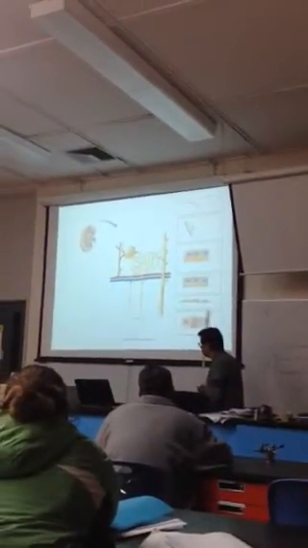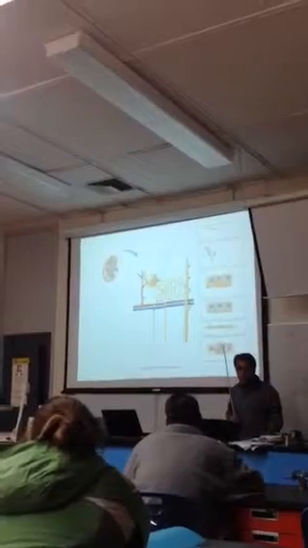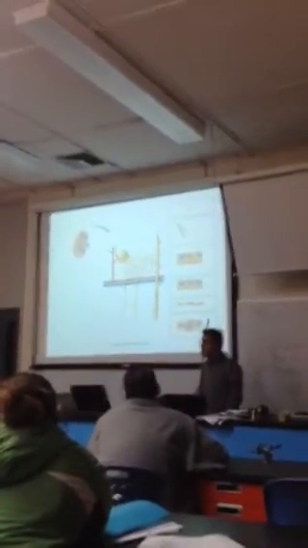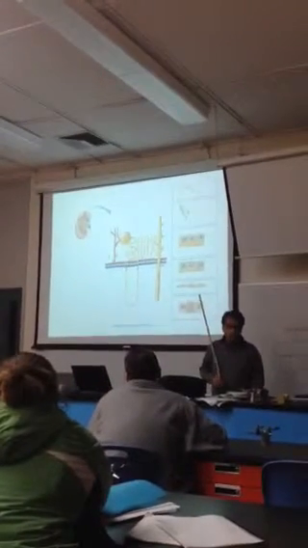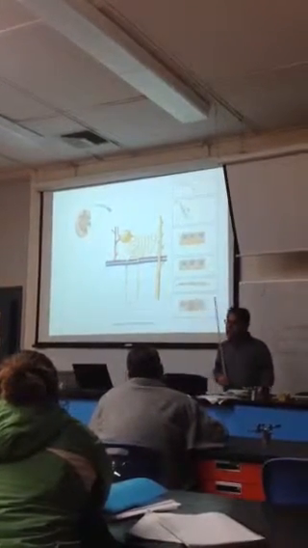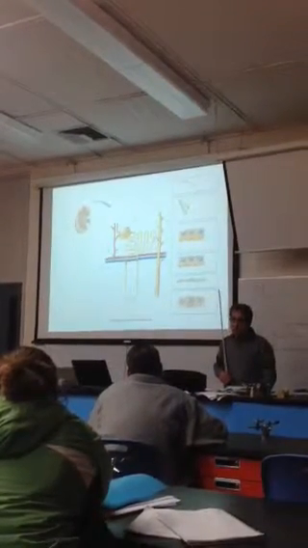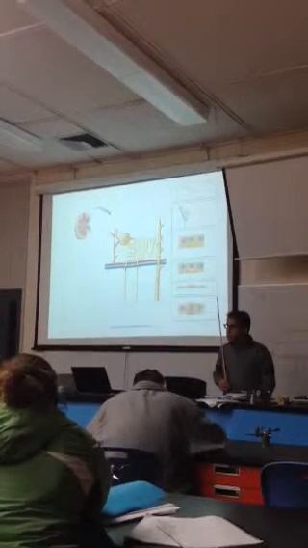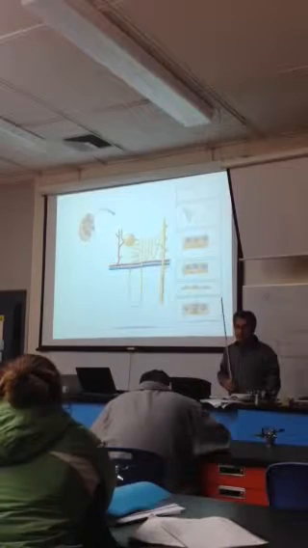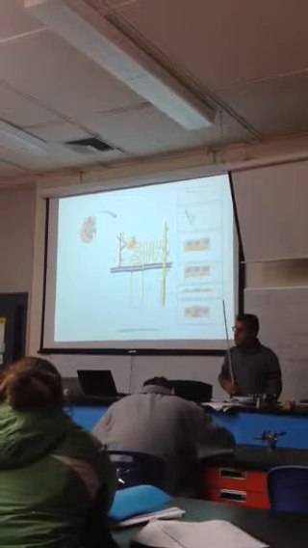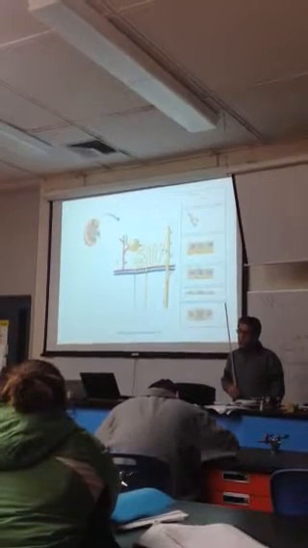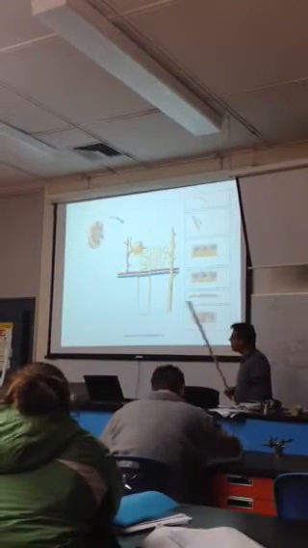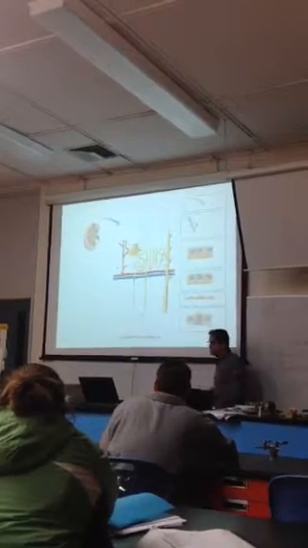And this is a nephron. How many types of nephron we have? 2 types. What are those? Cortical nephron and juxtamedullary nephron. What's the difference between cortical nephron and juxtamedullary nephron? Juxta means next, means it has a long loop of Henle which is in the medulla.